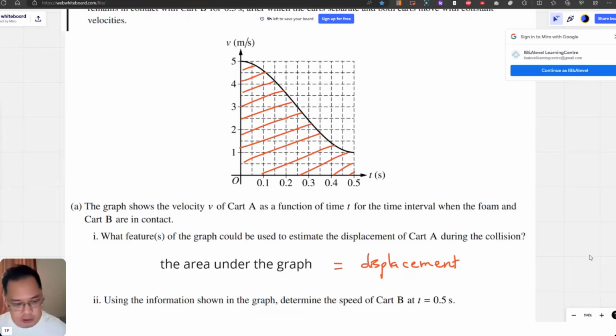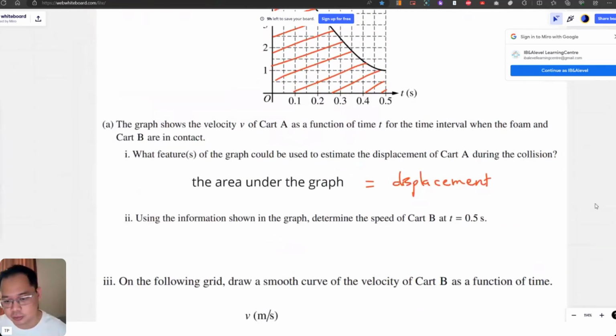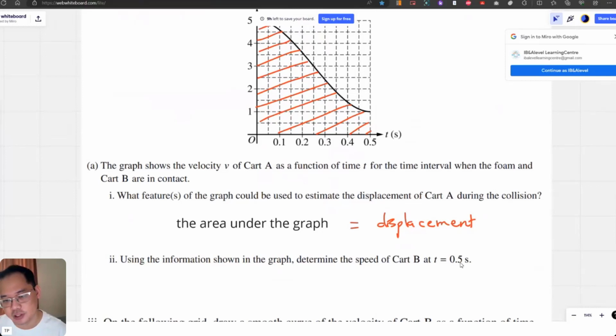Question 2. Using the information shown in the graph, determine the speed of cart B at 5 seconds. So from the graph here, we can determine that the speed of cart A after the collision, after leaving cart B, is 1.